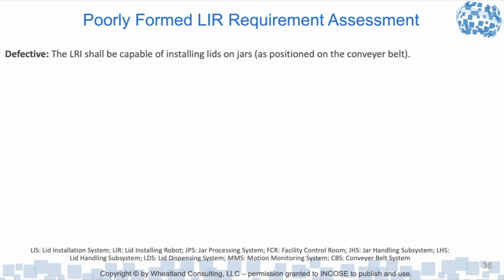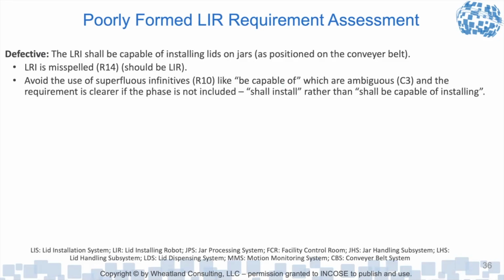The LIR shall be capable of installing lids on jars as positioned on the conveyor belt. LRI is misspelled, which should be LIR. Avoid the use of superfluous infinitives like be capable of, which are ambiguous. Requirements are clearer if the phrase is not included. Shall install is a lot clearer than saying shall be capable of installing. Those extra words just aren't needed.